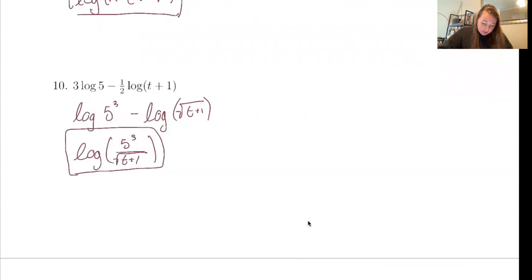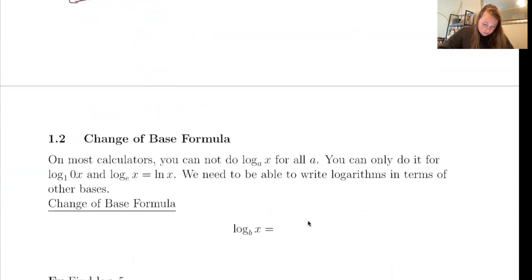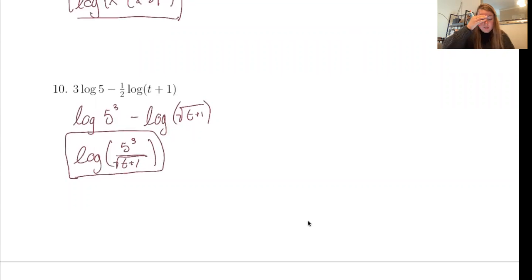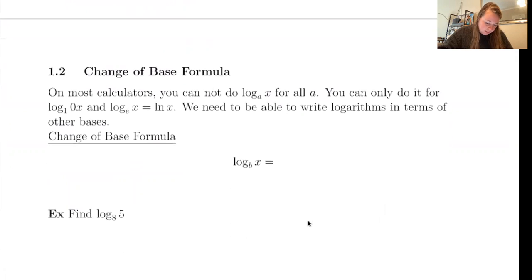Okay, so with these different law of logs, we can combine them, so make everything into one logarithm, or I can expand them where each logarithm has one thing inside of it raised to the first power, okay? And you'll get a lot of practice on your homework on doing that.